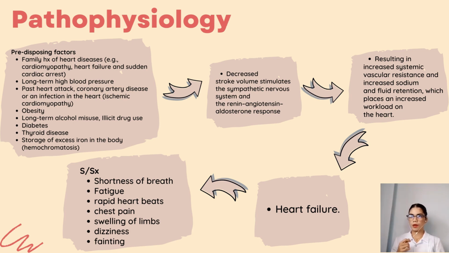Pathophysiology of cardiomyopathy. Cardiomyopathy may develop from a family history of heart diseases, especially cardiomyopathy, heart failure, and sudden cardiac arrest. It may also develop from long-term high blood pressure, a past heart attack, coronary artery disease, or an infection in the heart, or ischemic cardiomyopathy. Other predisposing factors are obesity, long-term alcohol misuse, illicit drug use, diabetes, thyroid disease, and storage of excess iron in the body, or hemochromatosis.